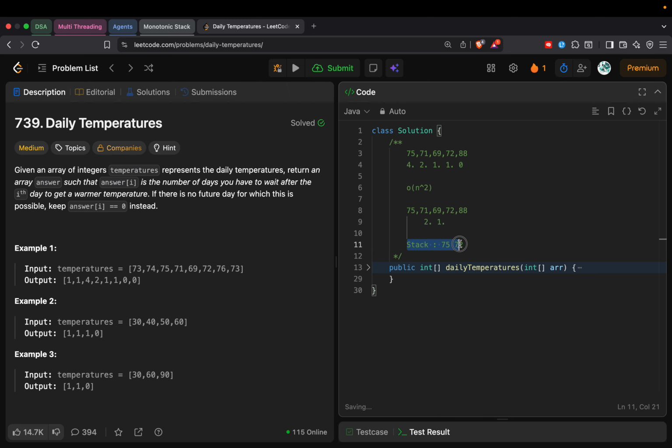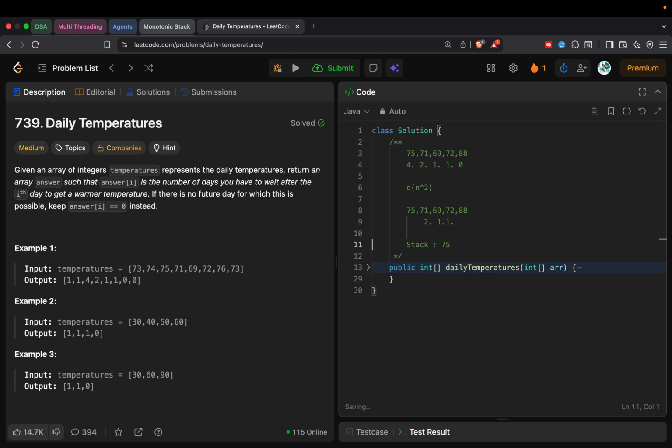So we will be using a stack which will tell us the elements for which we need to determine the next warmer temperature, right? Now I am at 78. Can 78 be the warmer temperature for 72? Yes, it is, right? So I will take 72 and update the answer for it.